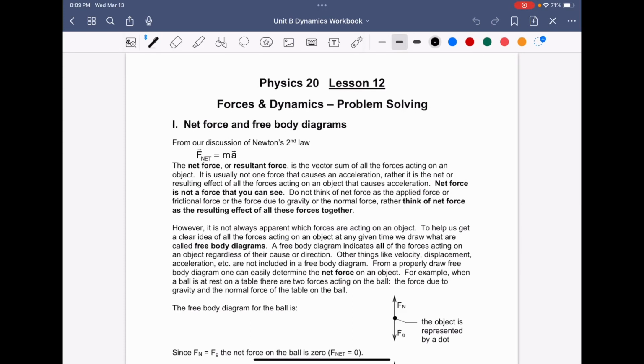All right, so now we move on to lesson 12, which is the second lesson of dynamics, and it focuses on the problem solving, or actually introducing numbers into this theory that we've introduced from lesson 11.